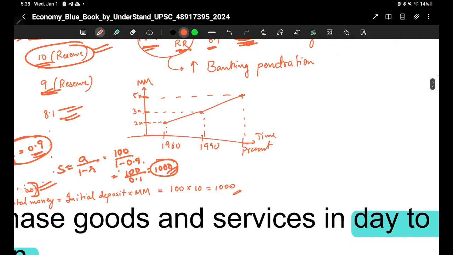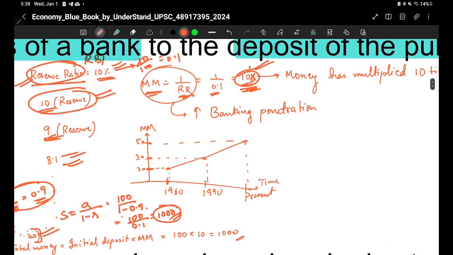So what happened is, in 1960, let's say, this money multiplier is supposed to be 10x, but it turned out to be only 2x. Then in 1990, more banks were being opened, and more rural people started opening bank accounts. More banking habits started happening. So it became 3x. And now it became 5x at the present time. So all this depends on the people's banking habit.